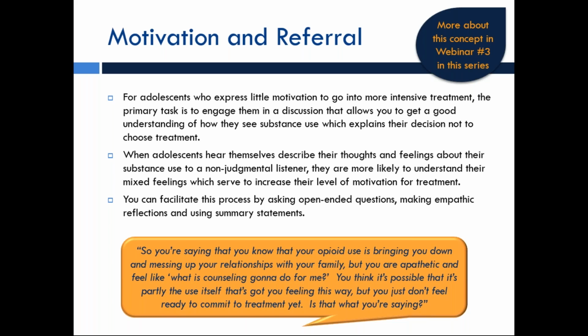The following is an example that shows how these strategies can be used together. So you're saying that you know that your opioid use is bringing you down and messing up your relationships with your family. But you are apathetic and feel like, well, what is counseling going to do for me? But you think it's possible that it's partly the use itself that's got you feeling that way. But you just don't feel ready to commit to treatment yet. Is that what you're saying?